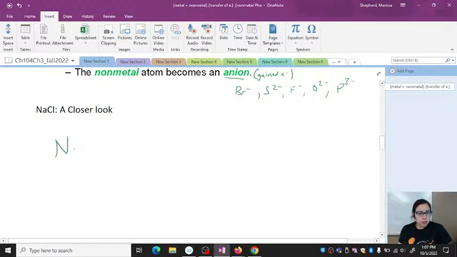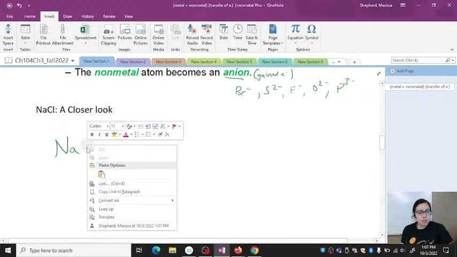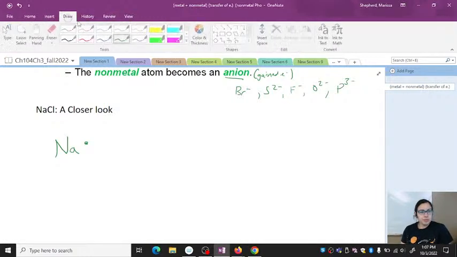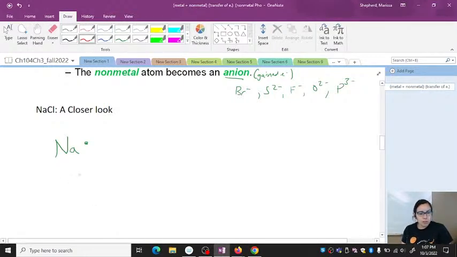So we can start with our Lewis dot structure of neutral sodium. So there's our sodium metal. Then we'll go ahead and draw chlorine. And so how many valence electrons does chlorine have? 7. So 7, exactly, so good.